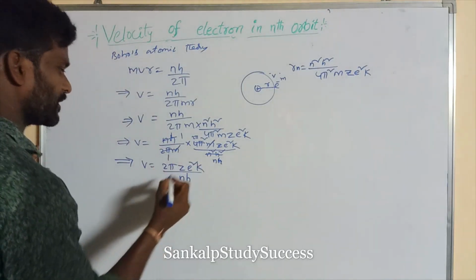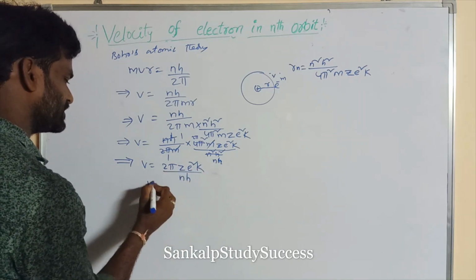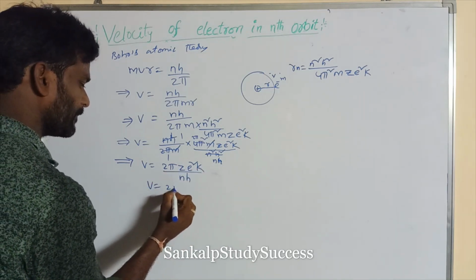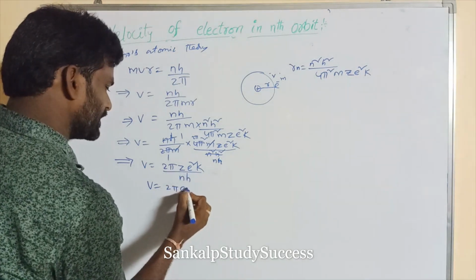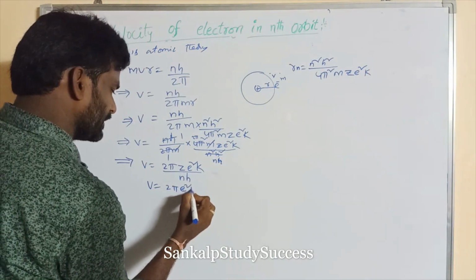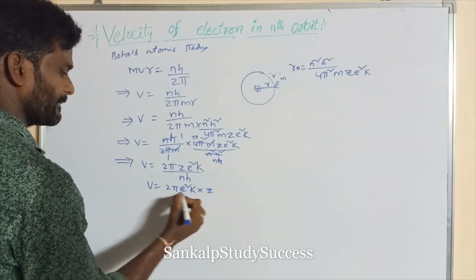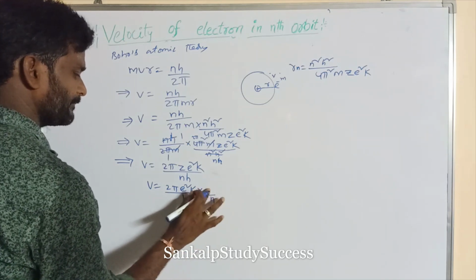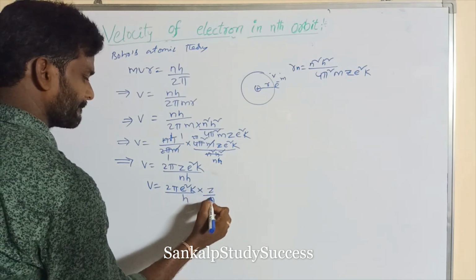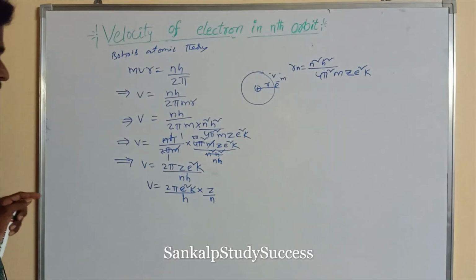So all these are constants. This is also written as v is equal to 2 pi e square k into z by h into n. Right.